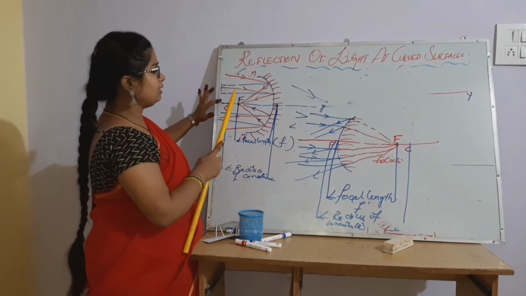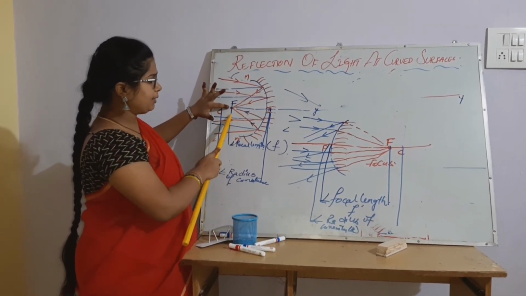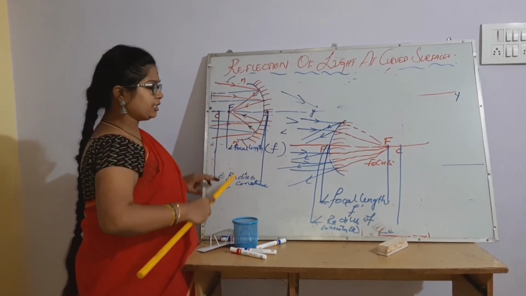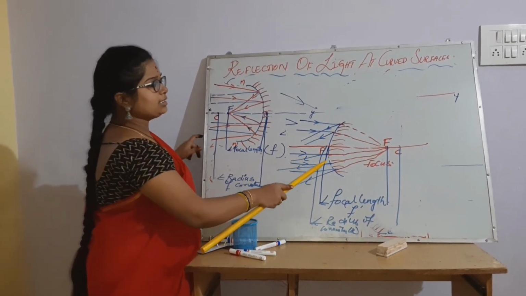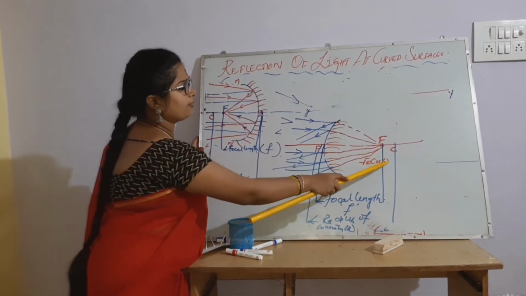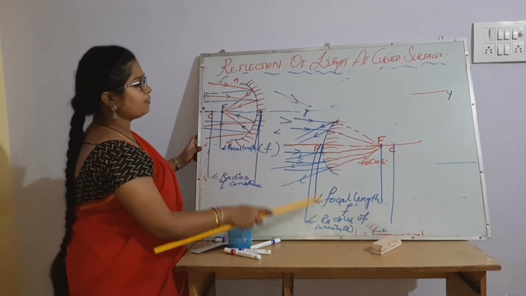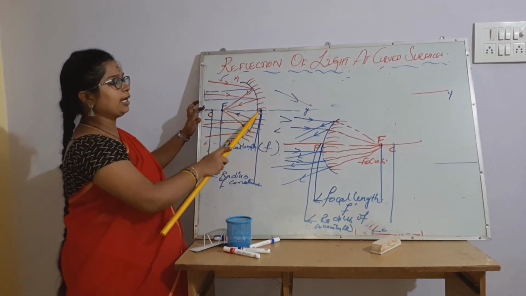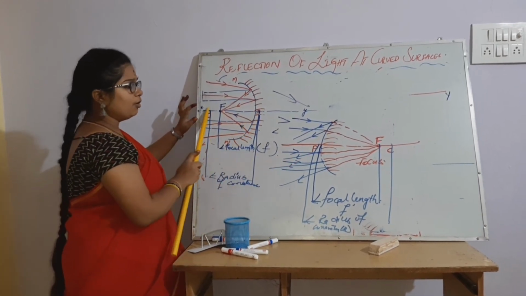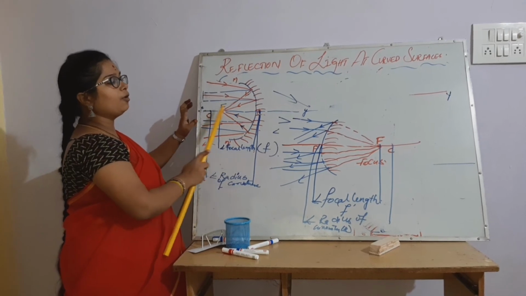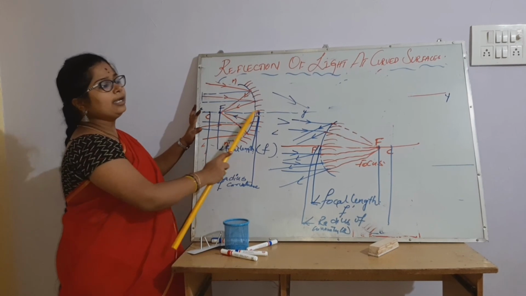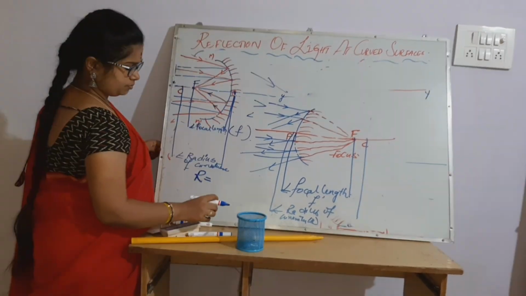The distance between the pole and the focus, capital F, is the focal length. The distance between the pole and the center of curvature is the radius of curvature. You are not supposed to take things from anywhere but the pole. We need to consider the pole as the main important point, and from the pole we are going to measure each and every length.